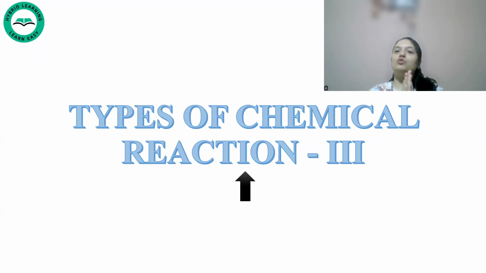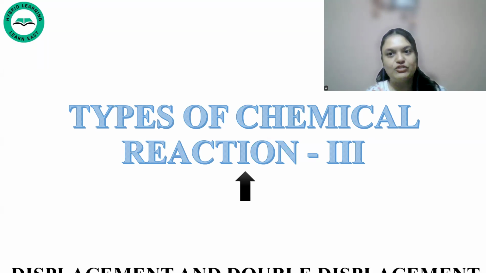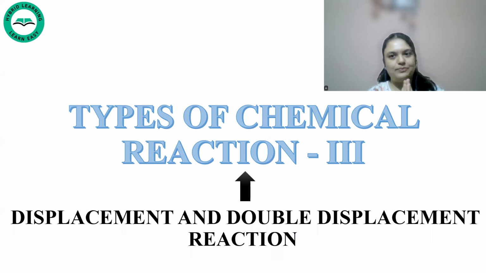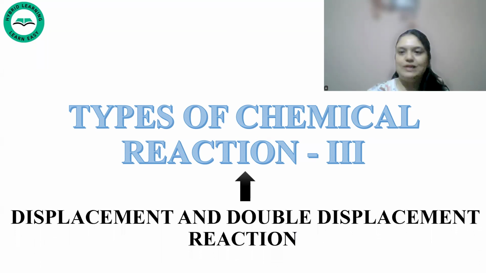So today we are going to continue the types of chemical reaction. This is part 3. Today we are going to particularly look into two important types of chemical reaction, which is displacement reaction and double displacement reaction. Okay, so let's get started. So first we will talk about displacement reaction.